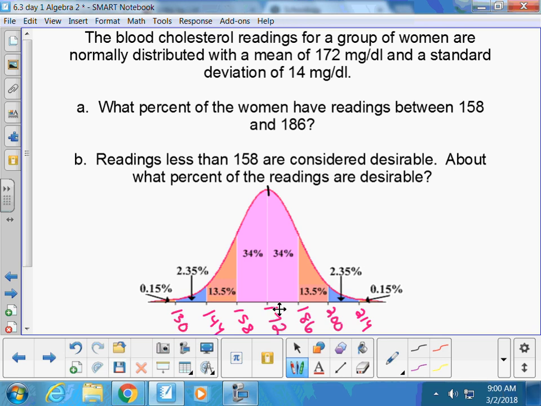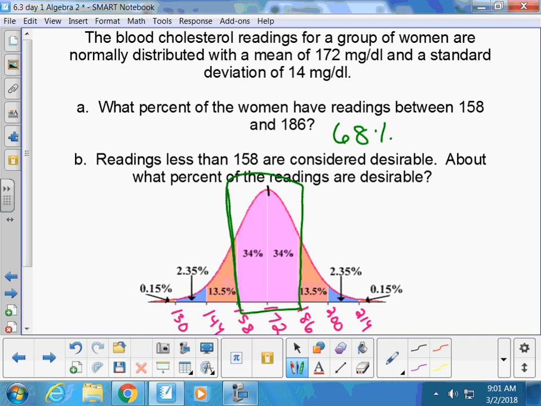Now I'm going to explain how this is going to work to answer different questions. When they ask the question, what percent of women have readings between 158 and 186, you will be identifying those areas on your curve and adding up the percentages. So let me go ahead and circle that. I'll maybe use my green pen here. I'm going to circle all the areas between 158 and 186. And if you look closely, that's those two purple areas. So I would end up adding 34% and 34%, which means like 68% of women would have readings in that area, okay?